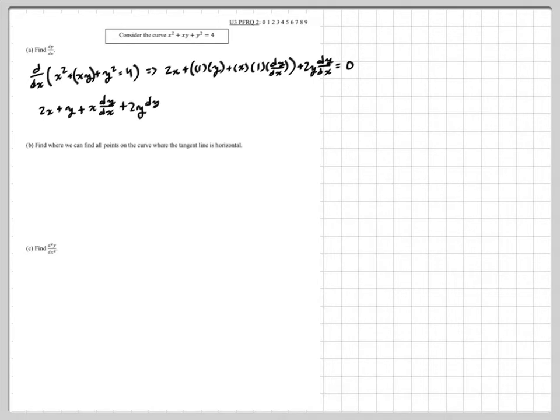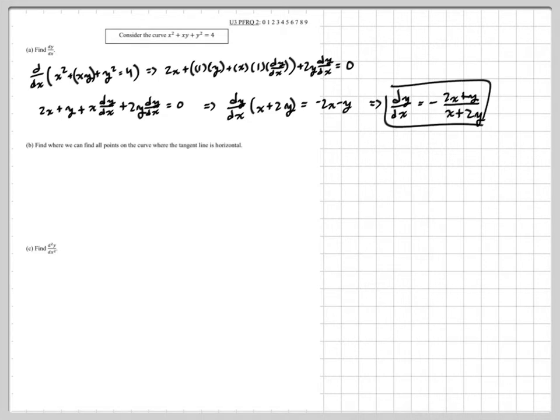Okay, so then we have, I just cleaned it up a little bit, got rid of my parentheses. I see I have 2 terms that have a dy dx, and I have 2 terms that do not. So I'm going to move the ones that do not have a dy dx to the other side, and at the same time factor out the dy dx of the other terms that do have a dy dx. And then I can divide both sides by x plus 2y, and then I get my dy dx alone. Notice I factored out the negative at the top. That just looks cleaner. If you left the negative in, it's fine.